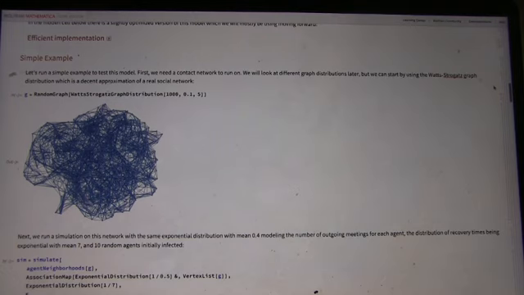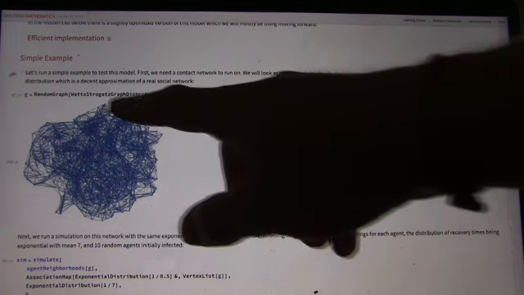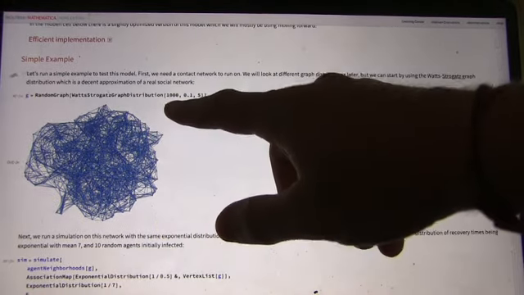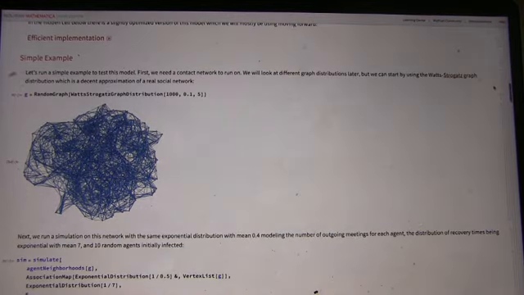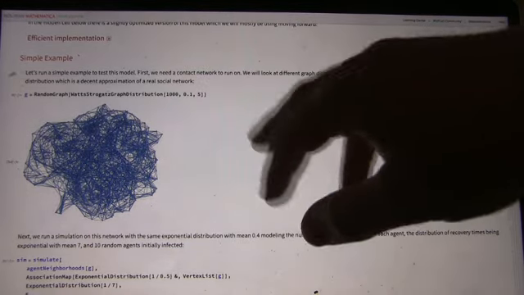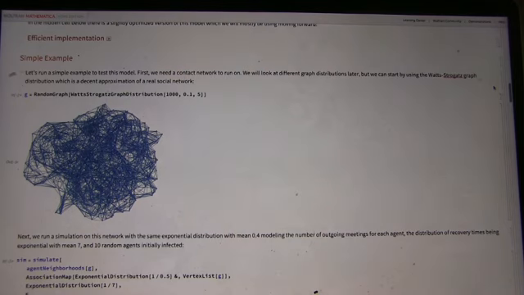All right, so here's what he starts out with, what he calls this simple example. We have a Watts-Strogatz graph with 1,000 people. And we don't have to worry about these other parameters for now.